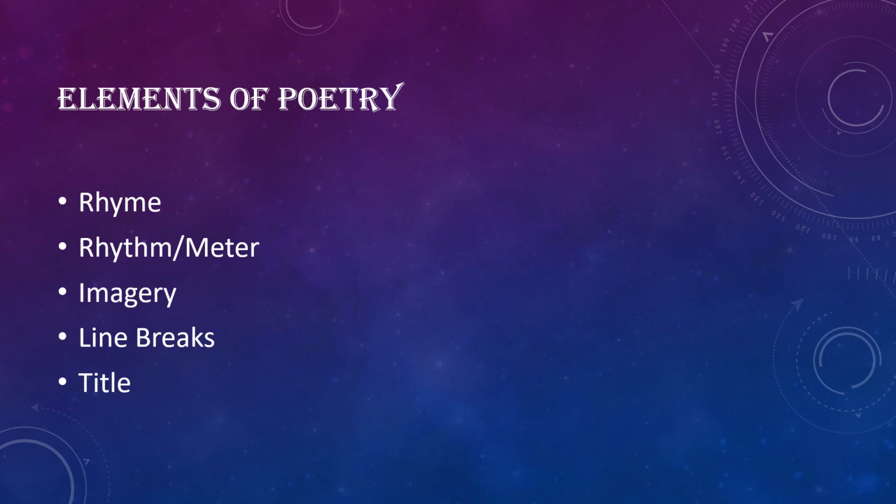Imagery. A key feature of poetry can be the poet's use of imagery, metaphor or simile, etc., to describe objects or surroundings and convey emotions. Line breaks. In the majority, text will not go all the way across the page from the left to the right margin, unless it's a prose poem, and we'll see an example of that later.